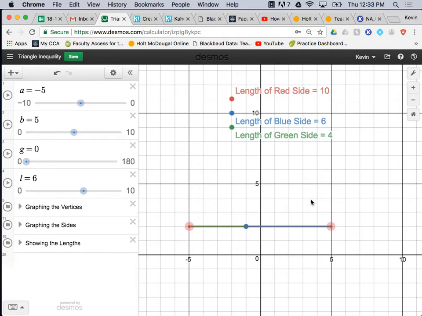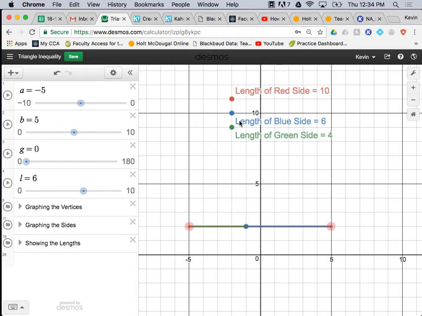So let's find the minimum and maximum values of the green side. What's the minimum value of the green side? 4. How do I get 4 from my other two values? What do I notice about that 4? 4 is equal to 10 minus 6. You see that? Pay attention. 4 is equal to 10 minus 6.